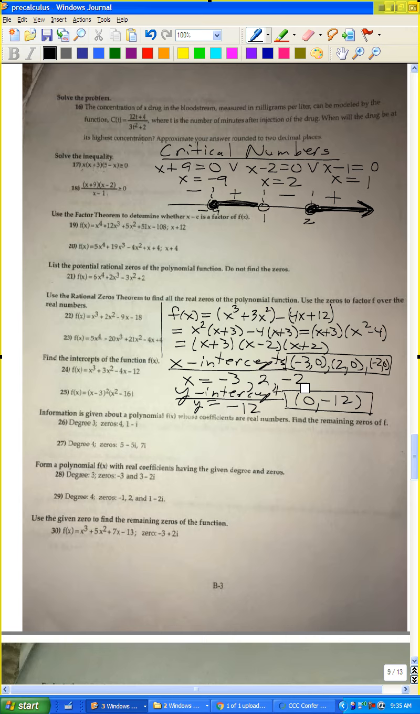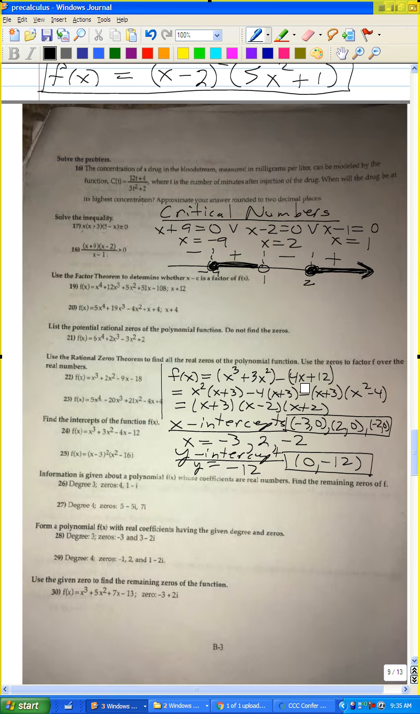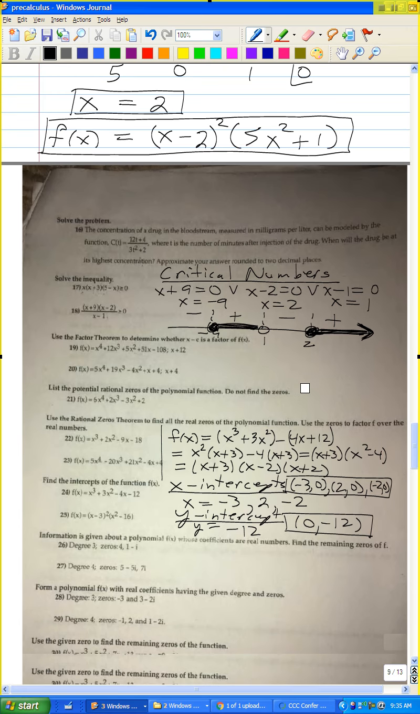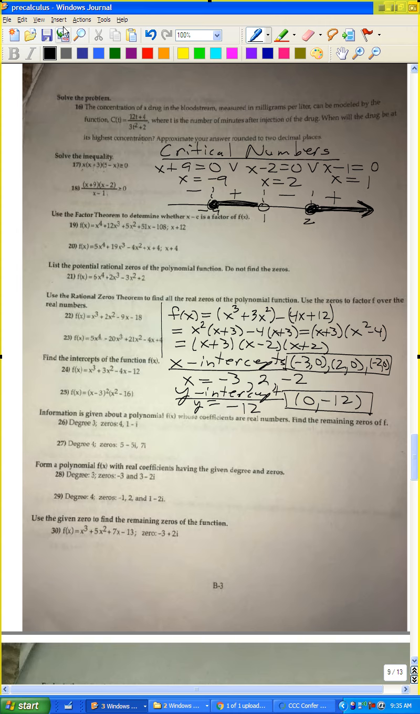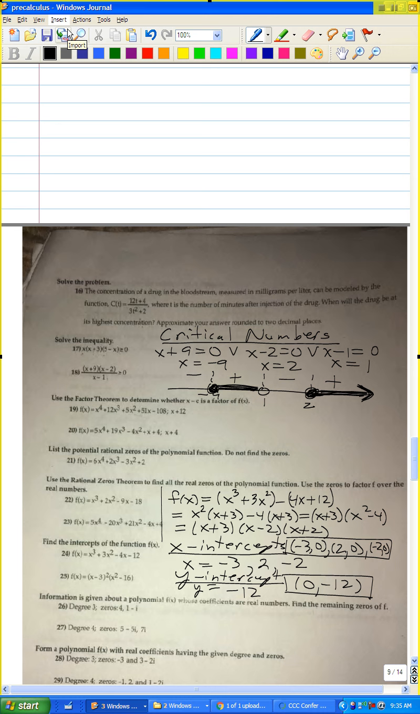Maybe I should let me add another page so I can actually do this. I was trying to cram it in too compactly. Okay, so let me do problem number 24.